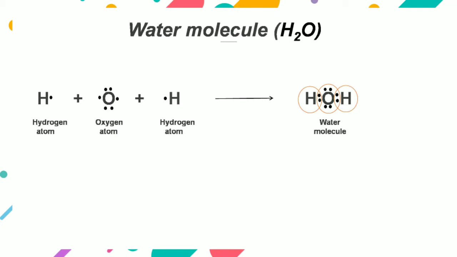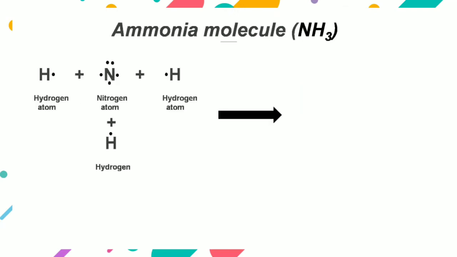So it means there are two single covalent bonds present in water. It can be represented by writing as H single bond O single bond H. The formula of ammonia is NH3, means it consists of 1 nitrogen and 3 hydrogen atoms.